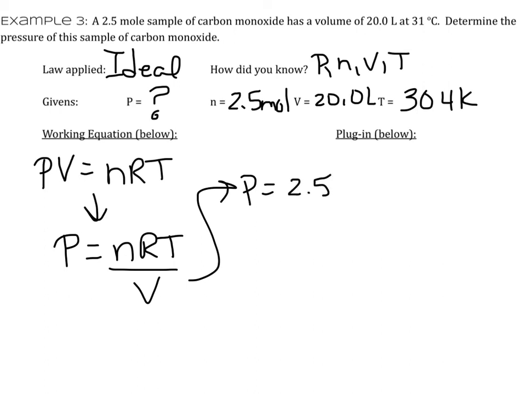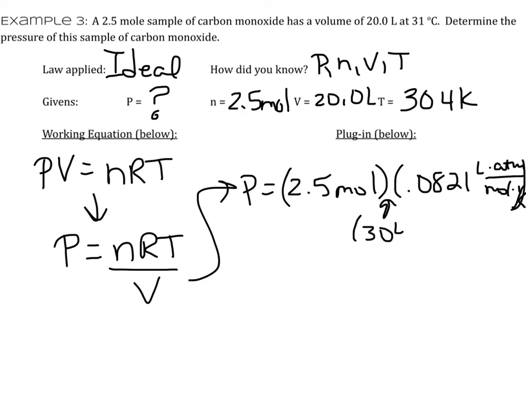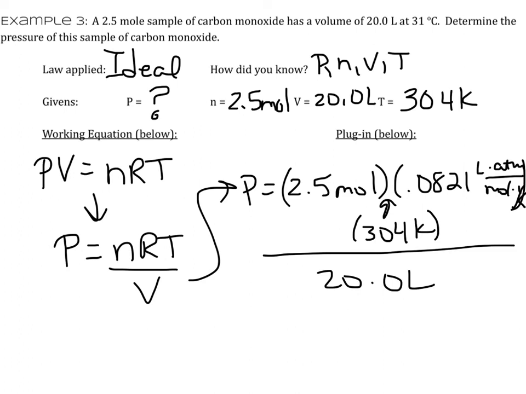So I have my 2.5 moles, my 0.0821 liters atmospheres over moles kelvins, and I ran out of space. Okay, and then that's also actually times my temperature, which is 304 kelvins. So I'm going to squish that somewhere. Okay, we're going to divide all of that by our volume, which was 20.0 liters. And so when we do the math, again, remembering that I just ran out of space here because I write big on this, and this is all multiplied together and then divided by 20.